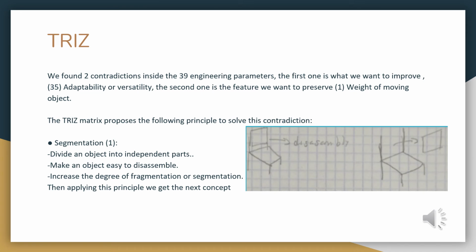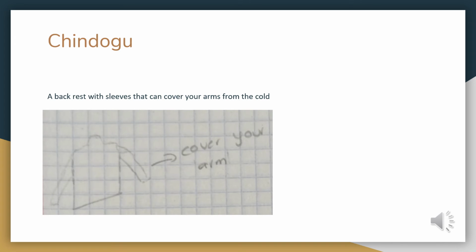For the TRIZ methodology, we found this example where we found 2 contradictions. We want to improve adaptability or versatility, and we want to preserve the weight of the moving object. So the solution is segmentation. For the Chindogu technique, we let our imagination fly and we found some different crazy concepts, like a backrest with sleeves that can cover your arms from the cold.